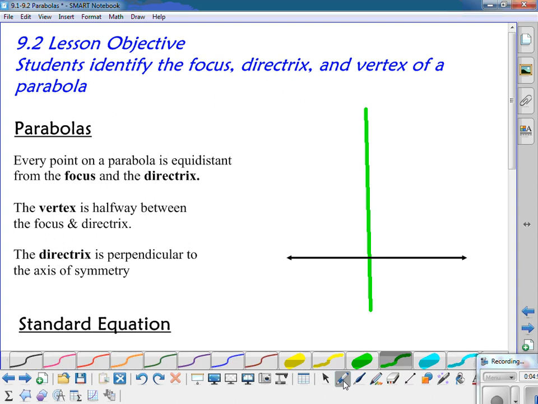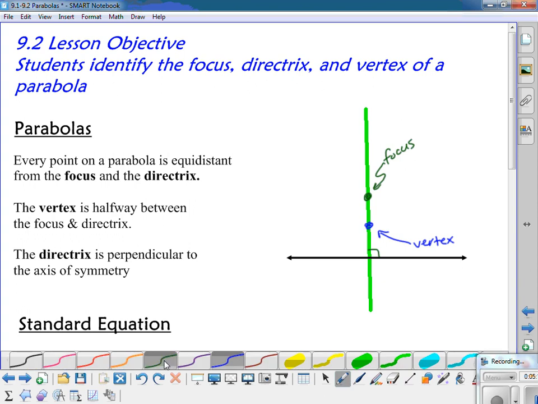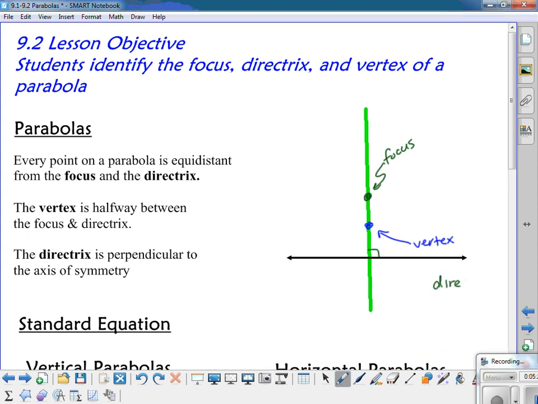Okay, your axis of symmetry is perpendicular to the directrix. And if I've got a focus here, that means my vertex is going to be halfway between it. Right here. And then this was the directrix down here. And the axis of symmetry.